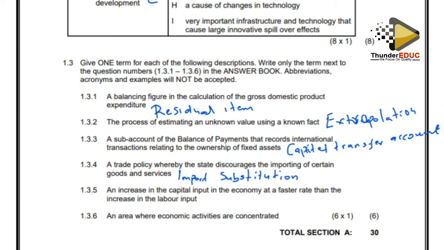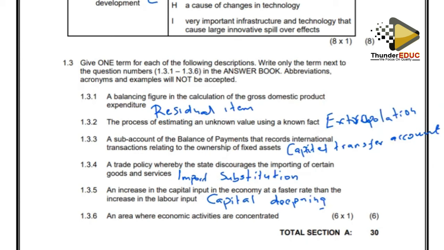Okay, right, grade 12. So now let's move on to 1.3.5. It does read as follows: an increase in the capital input in the economy at a faster rate than the increase in the labor input. So this is nothing but capital deepening.